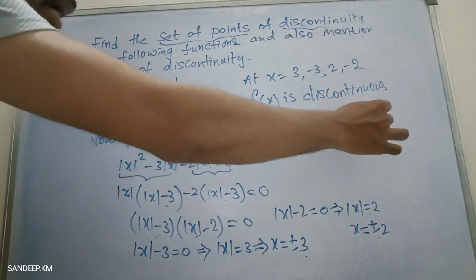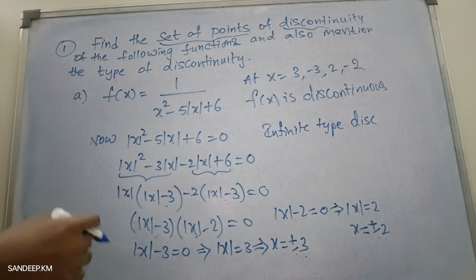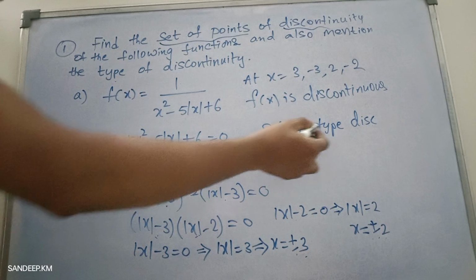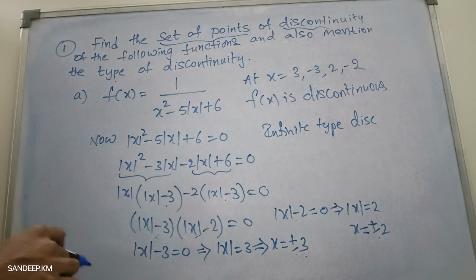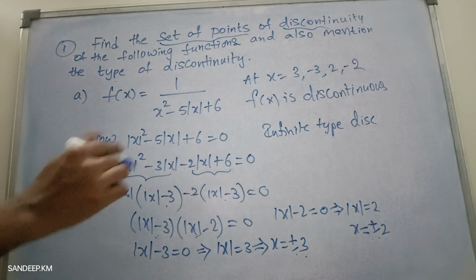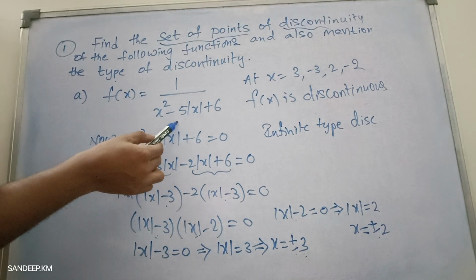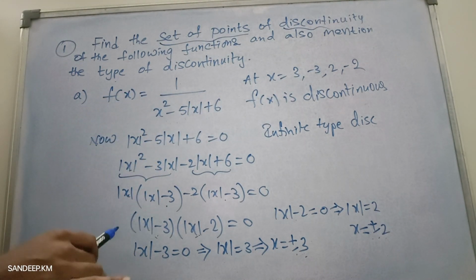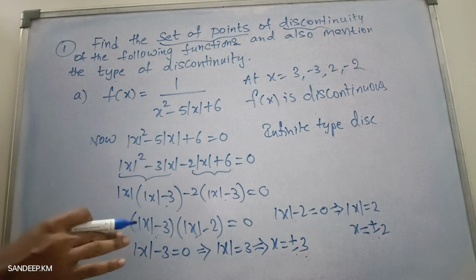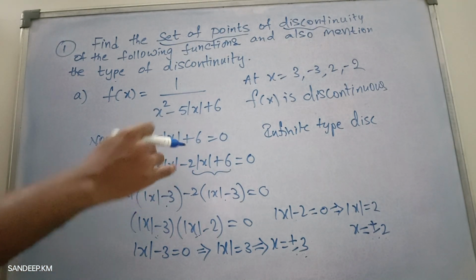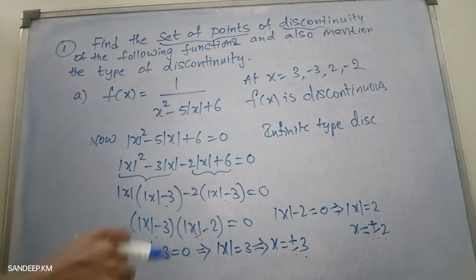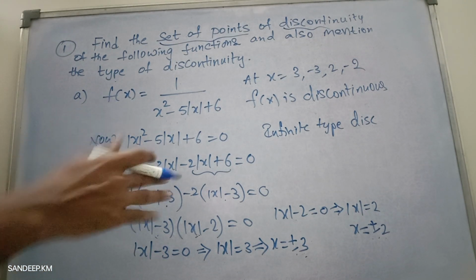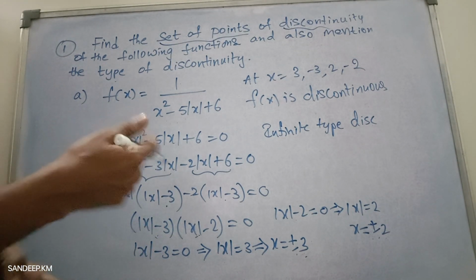So we will see many examples. In upcoming questions, we will see many examples where we get infinite type discontinuity. When does it come? Very clear. If the denominator is becoming 0 at these points and the numerator is a non-zero finite number, then we get infinite type discontinuity. Okay, just in this example, I'll prove that it is infinite type discontinuity. In the upcoming examples, I'll say directly that it is infinite type discontinuity.